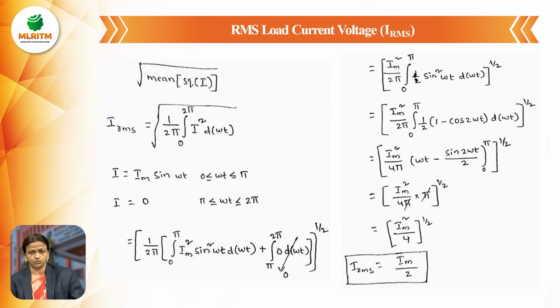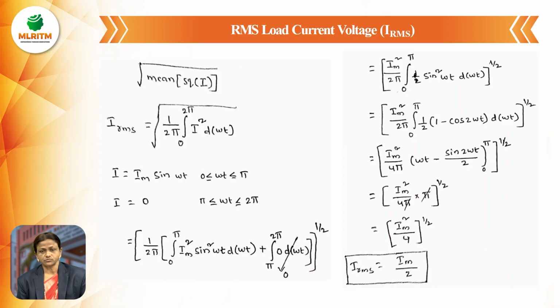Next, RMS value, the root mean square value. How can we calculate the root mean square value for this half-wave rectifier? What is the formula? First of all, take the square, then the mean, then the square root. That is, first take the mean value, then the square root.